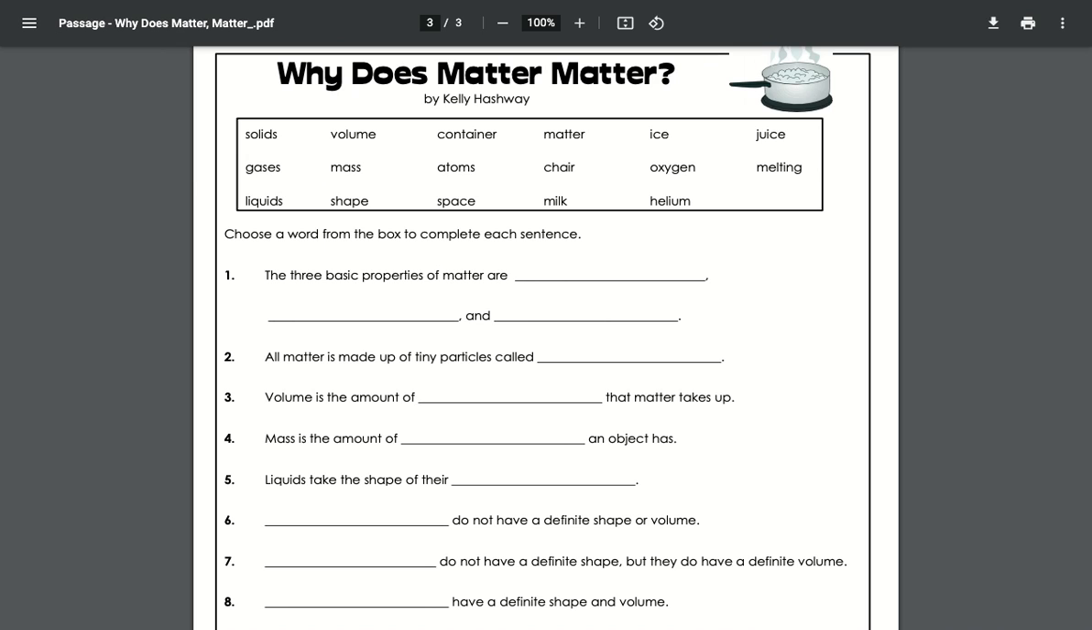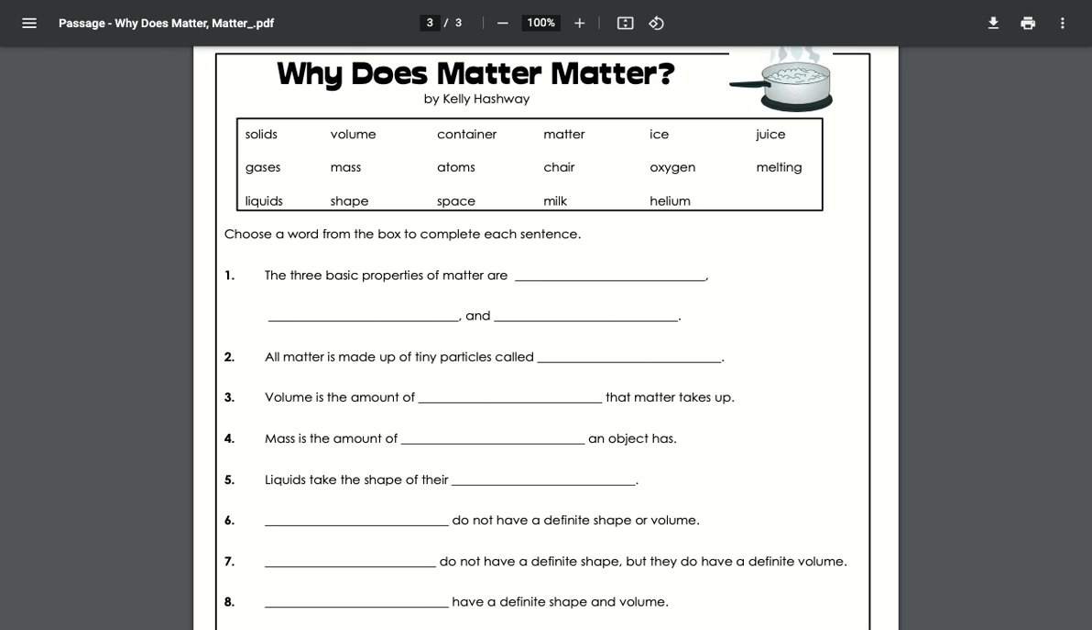Why Does Matter Matter? By Kelly Hashway. You will see a word bank of words that you will use to fill in the blanks to answer the questions. Use the passage to help you answer them. Let's look inside the box. We're going to go from left to right, across the top and down.